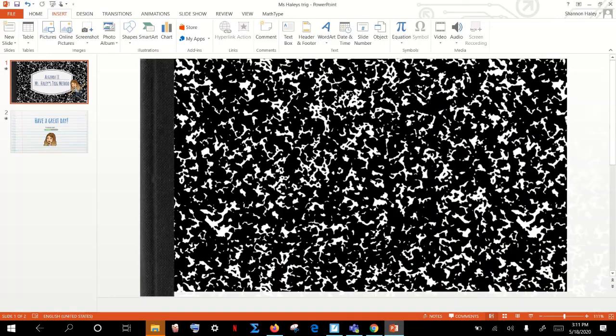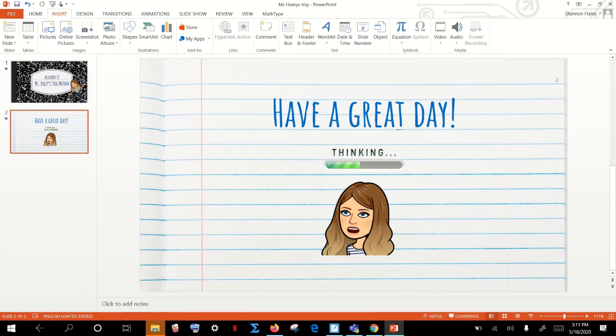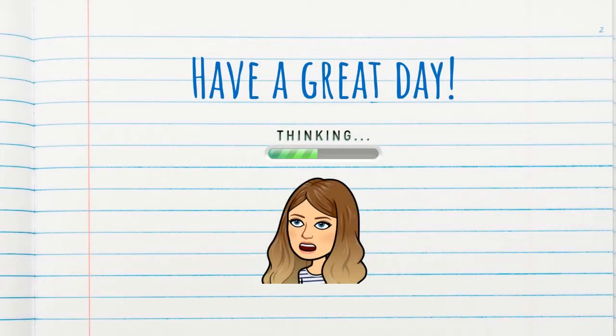Alright, so that's my method for finding trig values. I prefer using this rather than thinking about the unit circle.